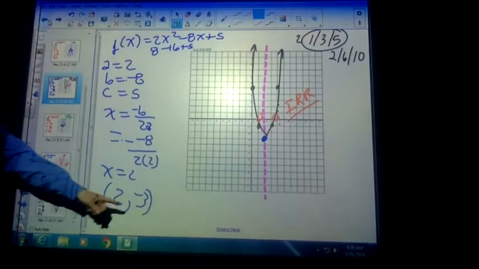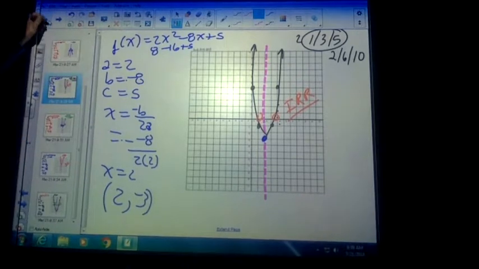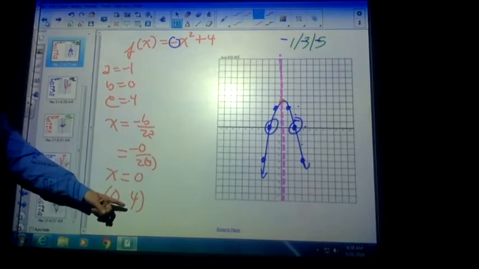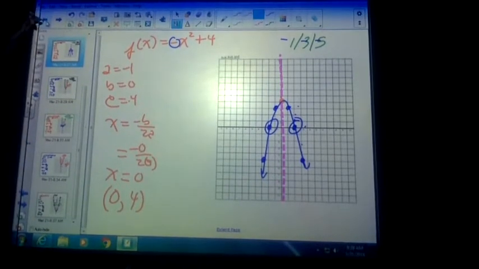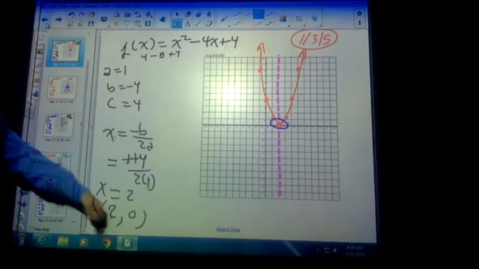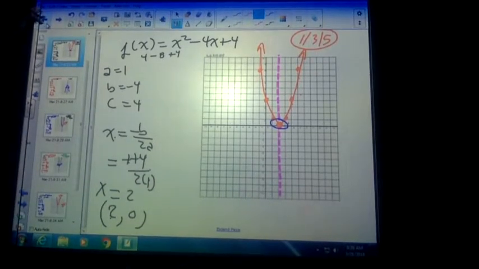What's the range on that one? Negative 3. -3 to infinity. What's the range on that one? Careful. 4. Negative infinity to 4. What's the range on that one? 0 to infinity. I think that's it.